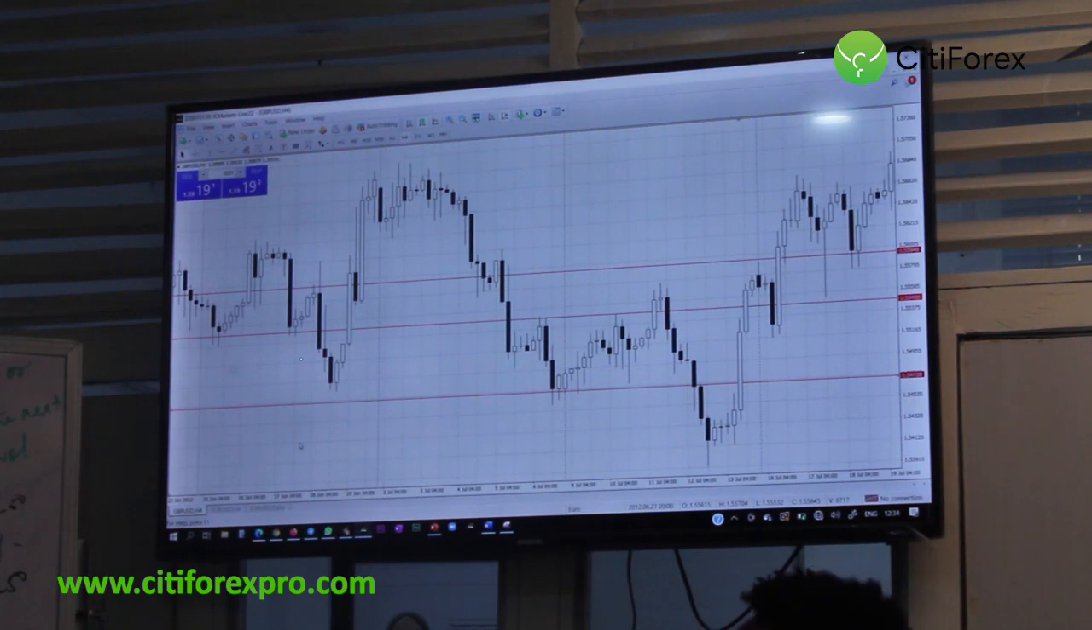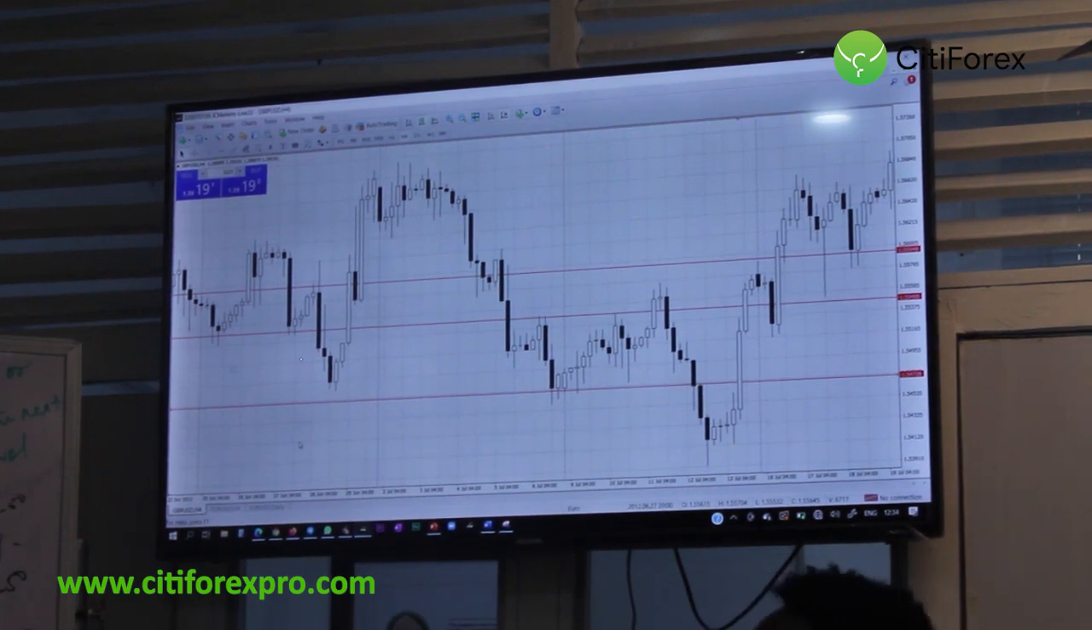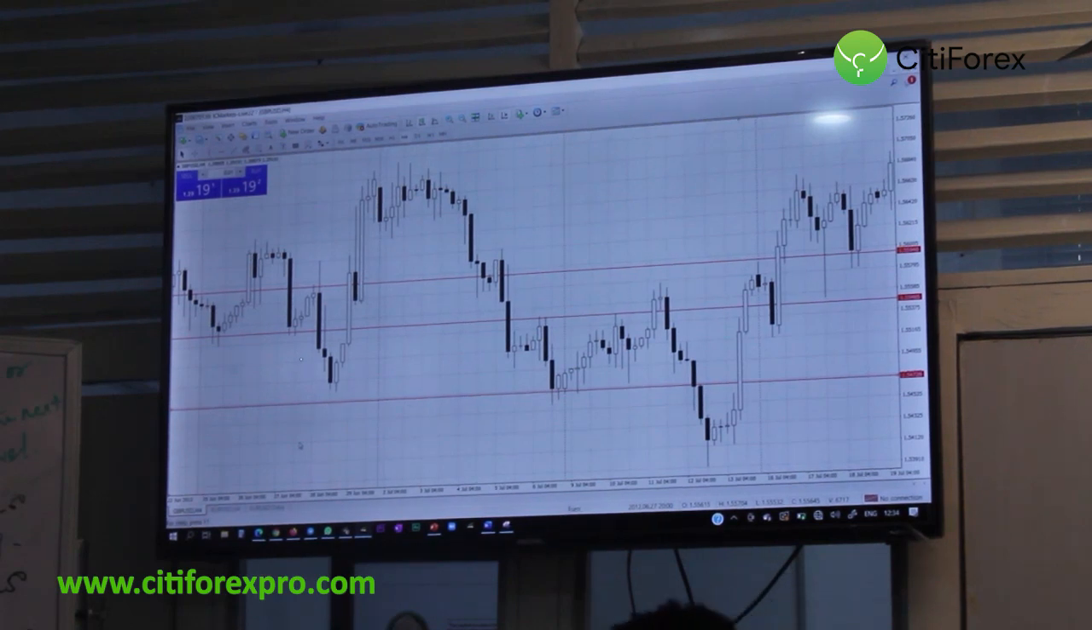So what you're looking out for is the rejections or the close. That's why the close of a bar is very important. At the end of the day? Yes. The close at the end of the day is important.